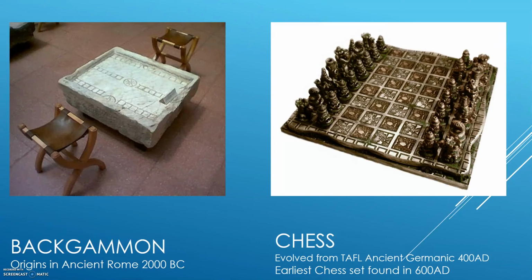And then chess evolved from Tafel, which was an ancient Germanic game from 400 AD, where the one player controlled the king in the centre of the board and the other players controlled pawns who had to take the king. It evolved over time with influences from all over the world. The earliest chess sets were found in 600 AD.